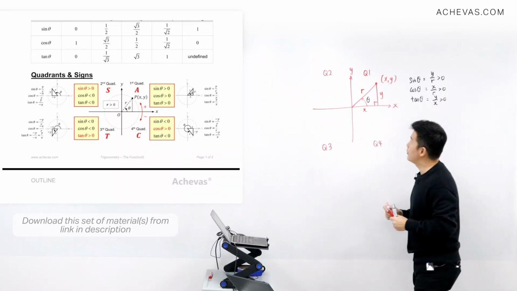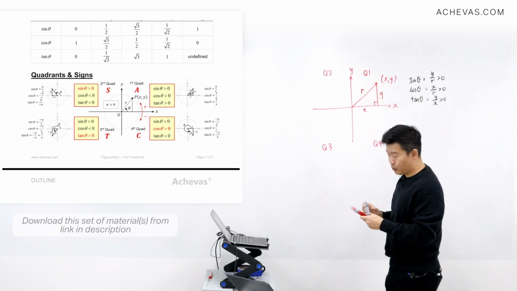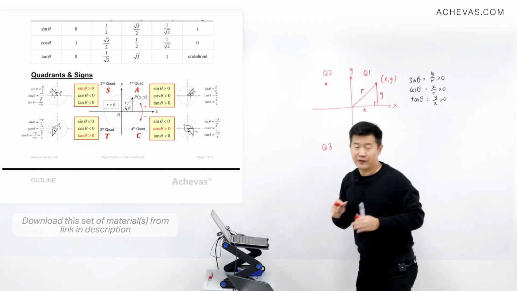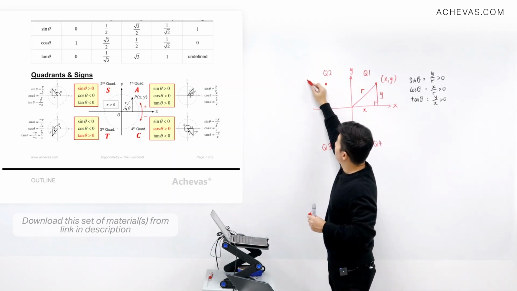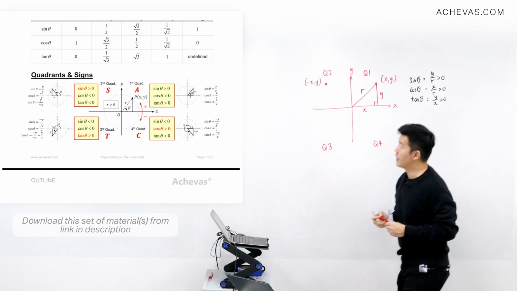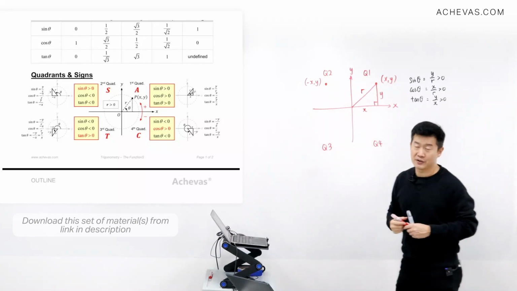But if I were to now progress to the second quadrant, so let's say I poke another point here, and if x and y are positive numbers, then the coordinates of this will be minus x and positive y. Okay, because here we have negative x, and here we have positive y.